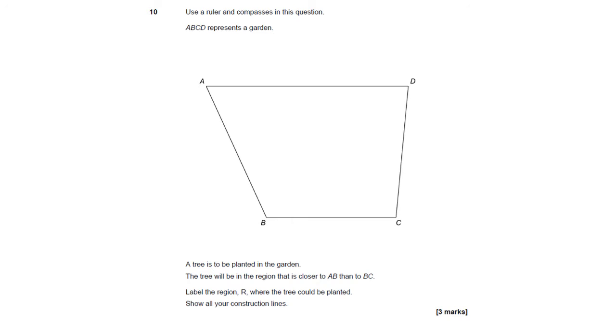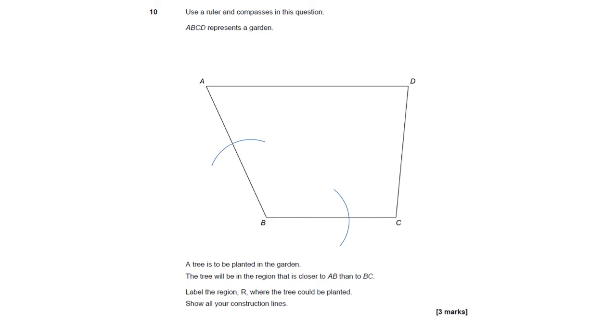So this means we're going to need to do an angle bisector coming out of B to split the angle ABC in half. So to do that, we put our compasses on the point B, so sharp end on B, we draw an arc crossing AB, and without changing the size of the compasses, we also do an arc crossing BC.